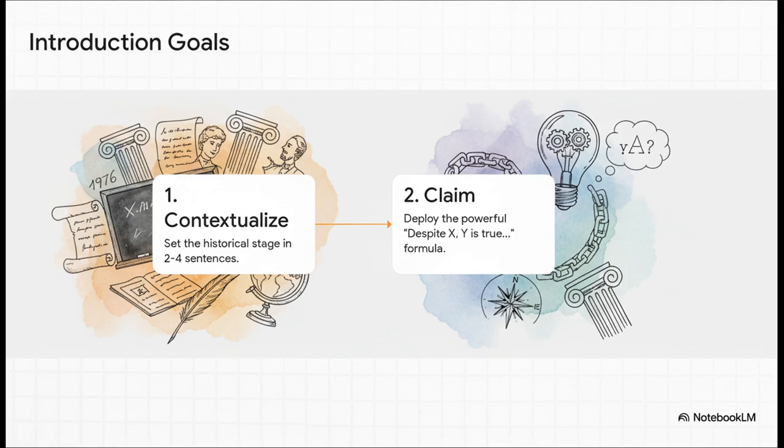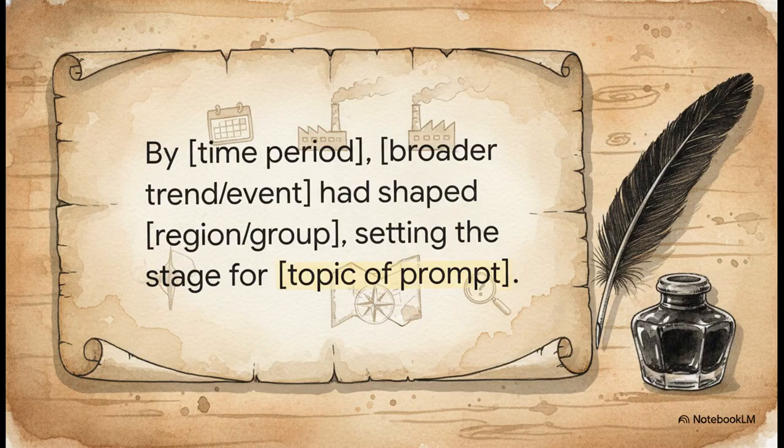Pretty simple, right? And hey, if you're ever just staring at that blank page, totally stuck, don't panic. You can even use a template like this to get the ball rolling. So for that Progressive Era essay, you could just plug it in. By the early 20th century, rapid industrialization had transformed American society, setting the stage for widespread calls for reform. See? It's simple, it's effective, and most importantly, it gets the words flowing.